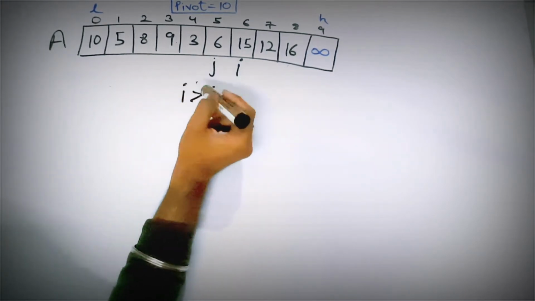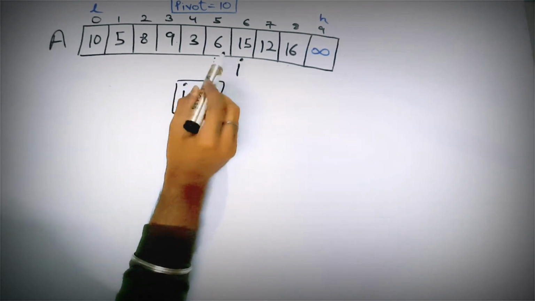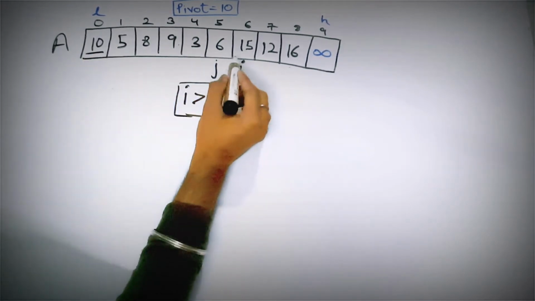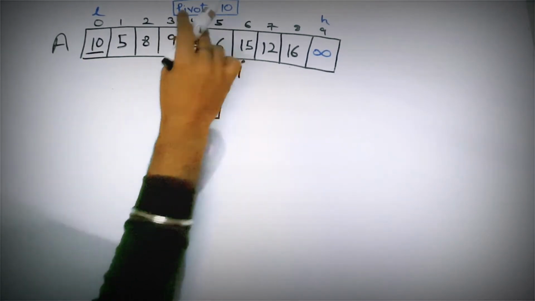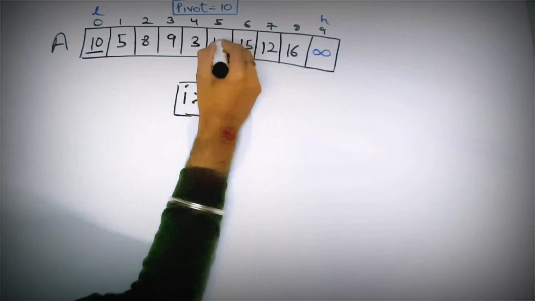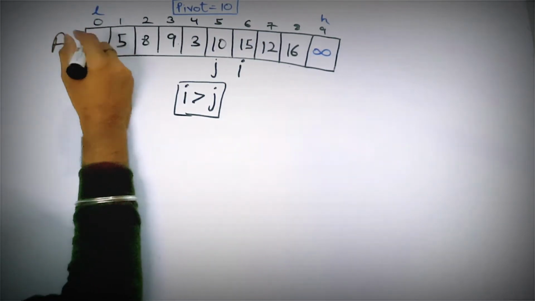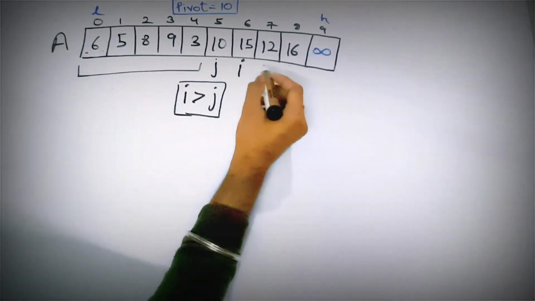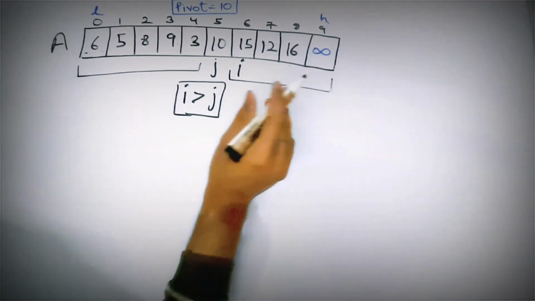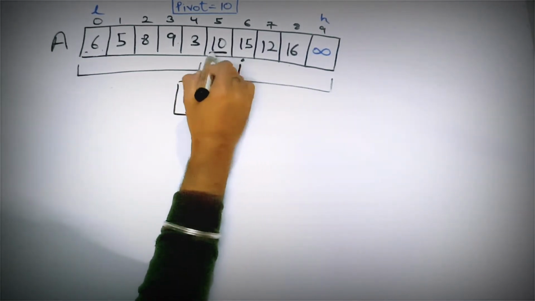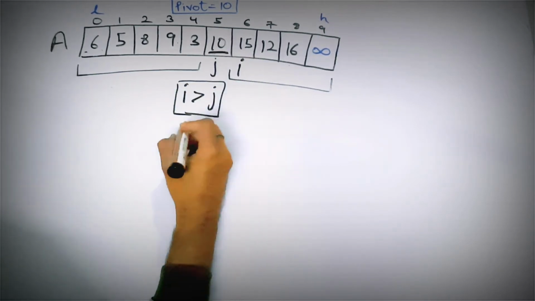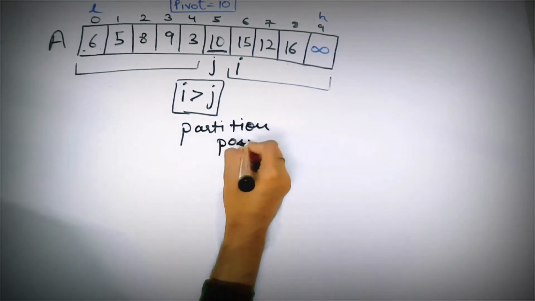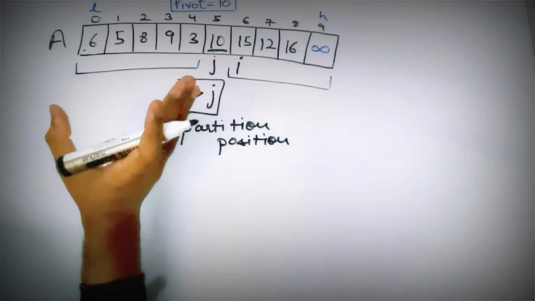So now this means that we have found a good position, a particular position for our pivot element 10. J points to the pivot. So exchange 6 and 10. So hence you can see this list is not sorted and this list is also not sorted. What is sorted? 10 is sorted. Our pivot element is sorted. So this is the partition position. And this is how partitioning works.